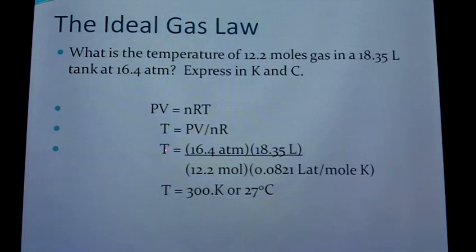And so let's begin to plug in. 16.4 atmospheres is our pressure. The volume is 18.35 liters. The number of moles is 12.2, and the R that we choose is 0.0821 liter atmospheres per mole per degree Kelvin. The temperature then is equal to 300 degrees Kelvin. We can subtract 273 from that if we'd like and get 27 degrees Celsius.